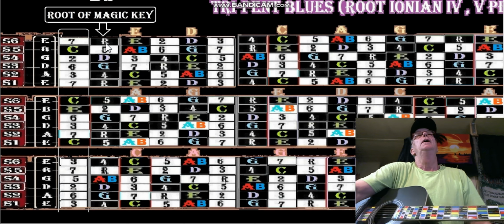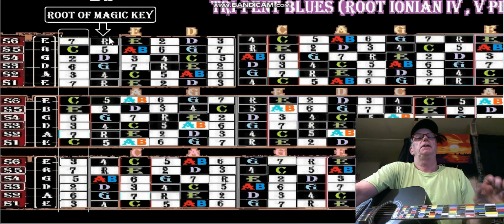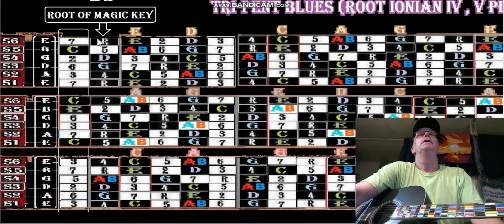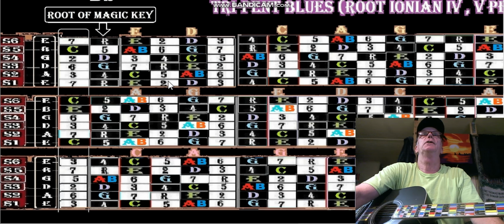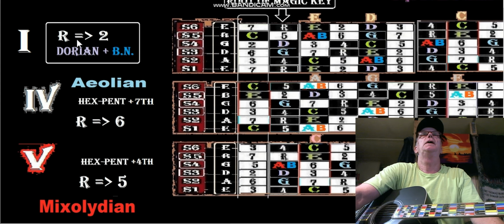Okay, we talked about that last lesson. Right now we're just going to settle on down to the 4th of the 4th, which is just going to give us 2 flats, so we're just going to add 1 flat. So let's look. Here we got the root becomes the 2nd, the Dorian of the blues Dorian plus the blues note. They're all plus the blues note.